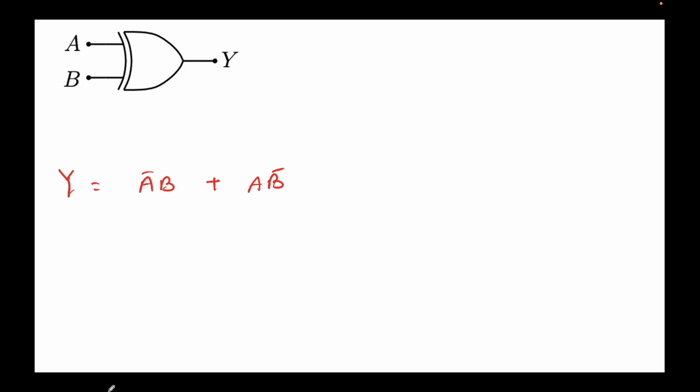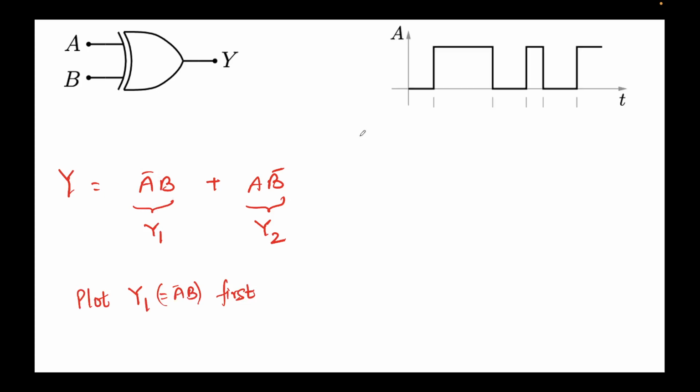And we know that the expression is A bar B plus A B bar, right? And we take this as the first term, A bar B as Y1, all right? Let's plot this first. So this is the input A, but we need A bar. So A bar means we just flip this. 0 becomes 1, 1 becomes 0, like this.